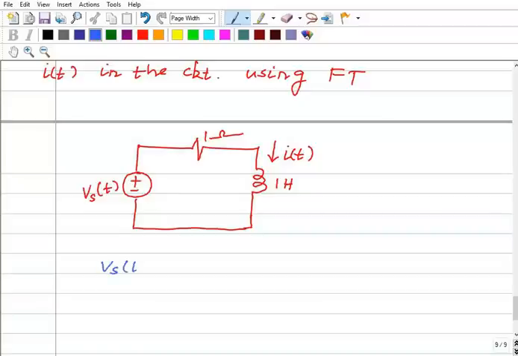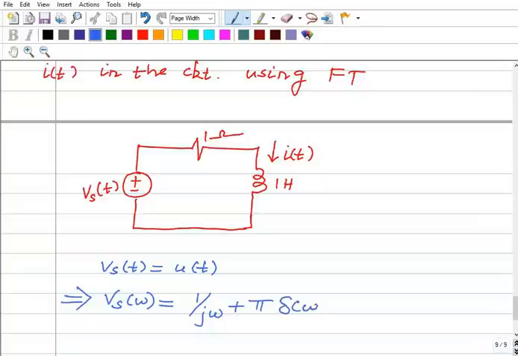So Vs of t is u of t. We know the Fourier transform of u of t. What is the answer? Fourier transform of u of t. Last class we solved the unit step function: pi delta omega plus 1 over j omega, that is, 1 over j omega plus pi into delta omega.